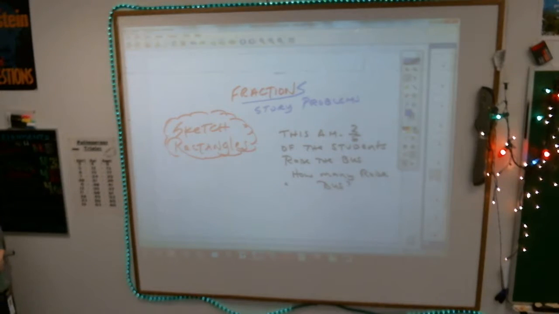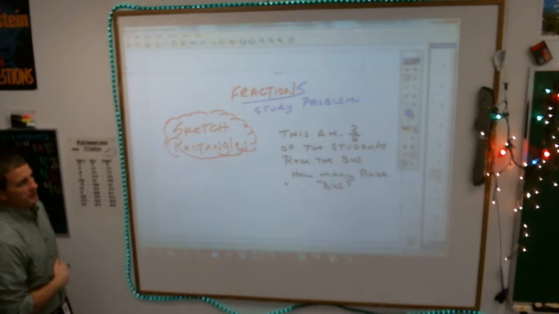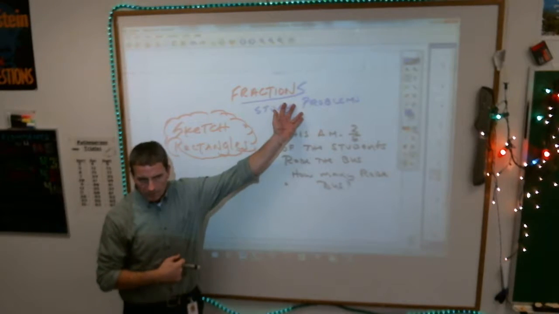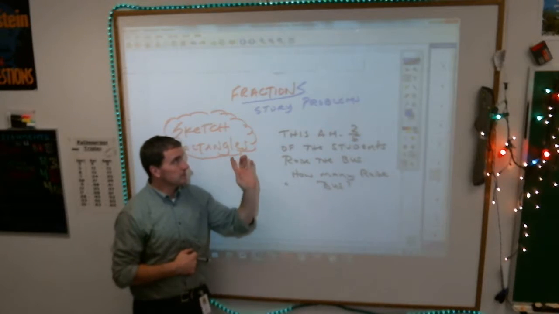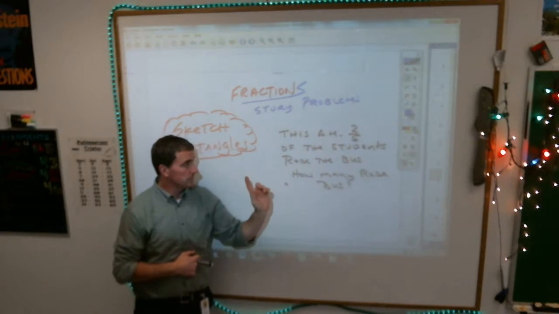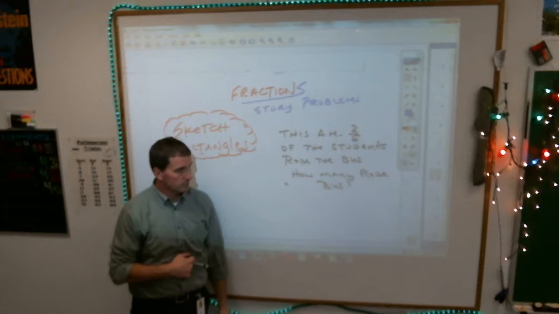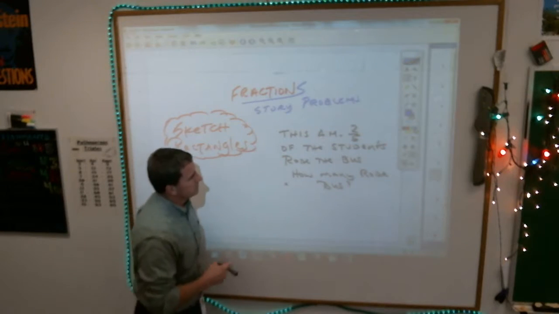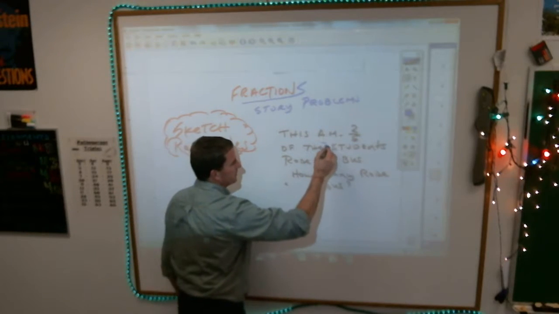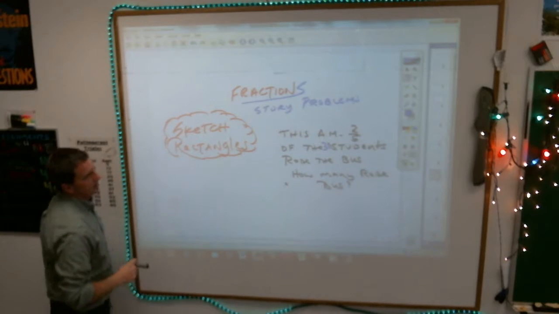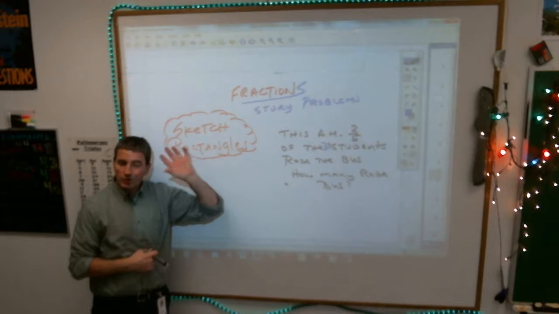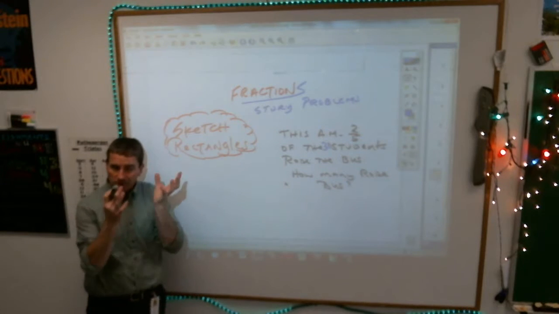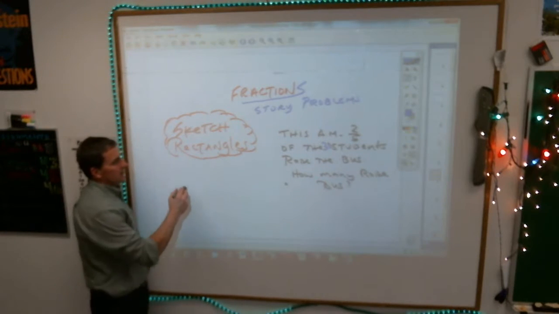Now what tells you you're going to have to sketch a rectangle is because it is a story problem, because it has all those words in it. And it has fractions in it. The fraction 2/5. Of the 30 students rode the bus. So you don't have to write all these words down. You are just sketching what the fraction and the pieces you're cutting this into.